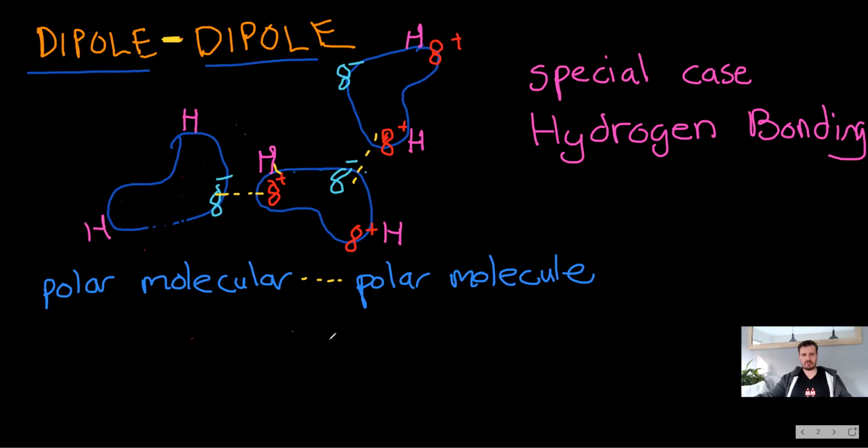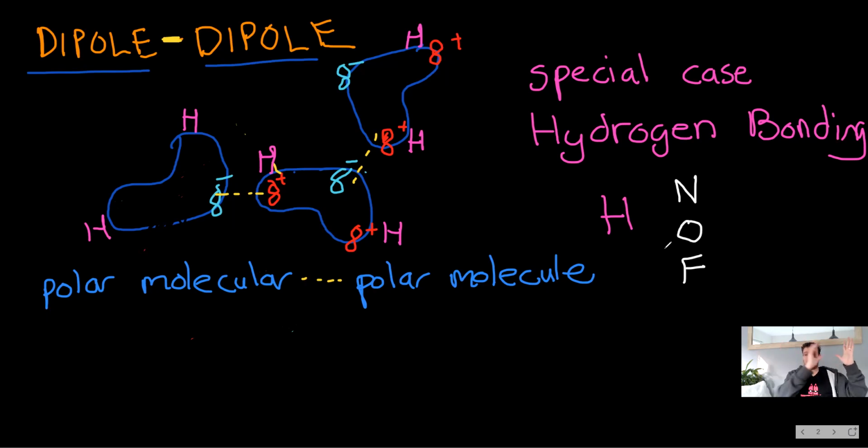Hydrogen bonding can happen between an H and the NOF gases. So when you look at your periodic table, you'll see nitrogen, oxygen, fluorine. So let's write those down. Nitrogen, oxygen, fluorine, NOF. Okay.